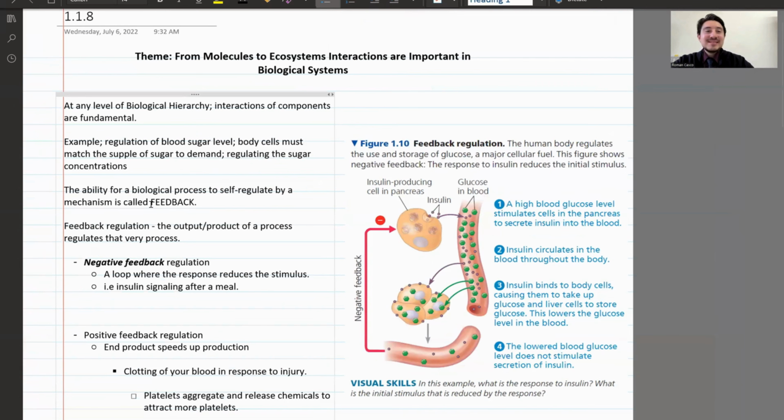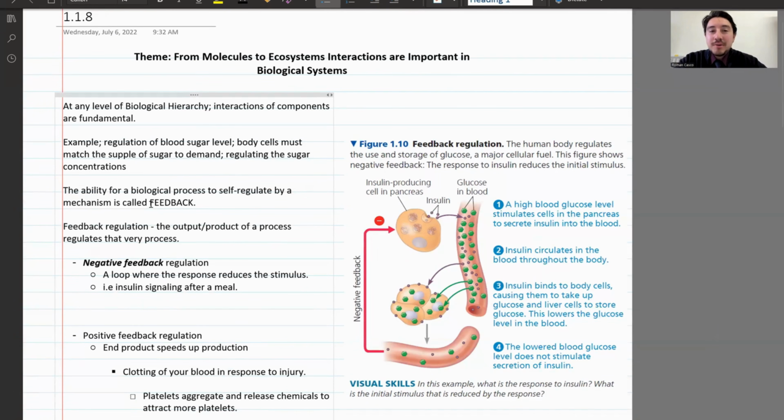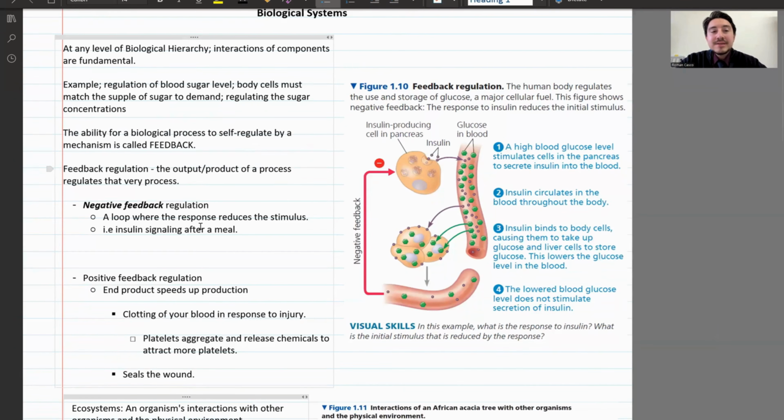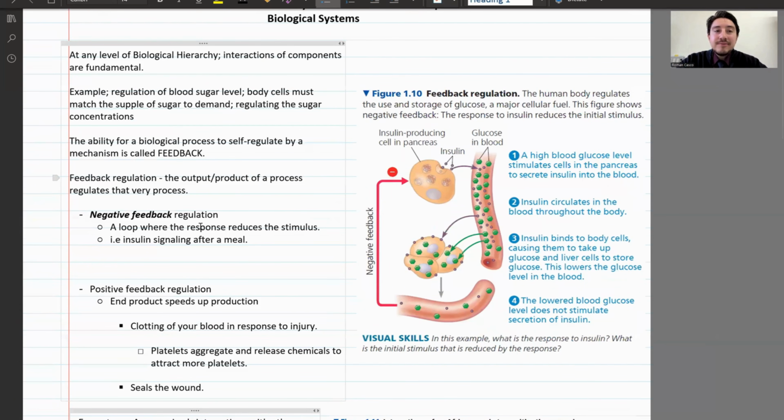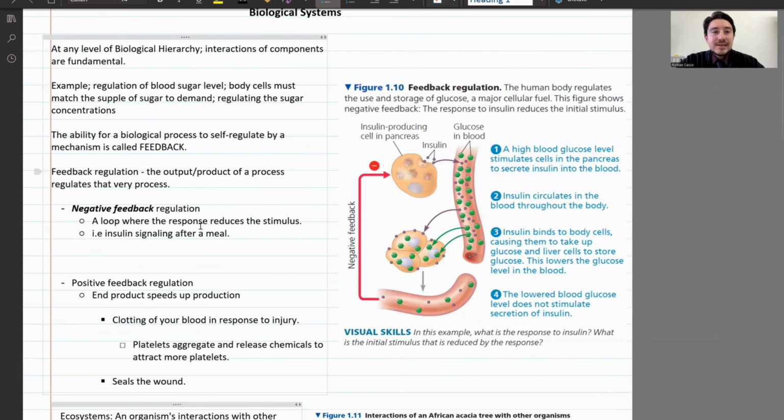Another theme, next theme. So, from molecules to ecosystems, interactions are important in biological systems. As I mentioned before, there's a level of hierarchy, right? Where you have this idea of interactions between components. It's critical. You have to have some interactions because how are you going to be able to react to something in the environment, right? You have to have interactions.